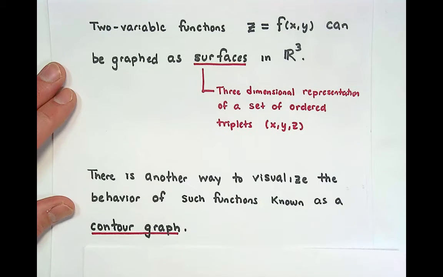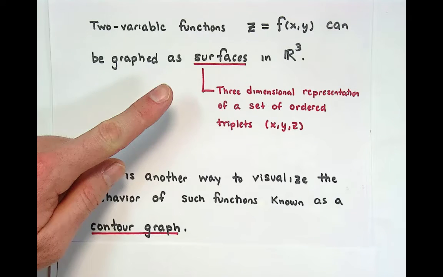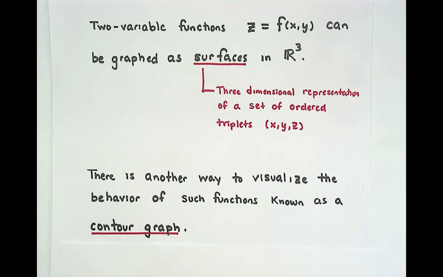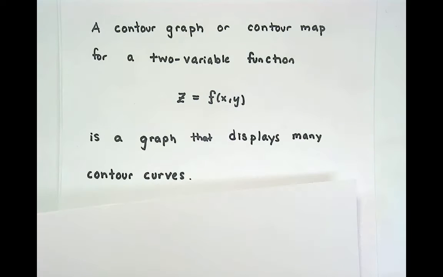One of the things that is really cool about M1C is we can have multiple different ways to visualize the behaviors of functions in R3. An alternative way to visualize surfaces is known as plotting a contour graph. A contour graph, sometimes known as a contour map, associated with the two-variable function z equals f of x, y, is a graph that displays many contour curves on the same axes.